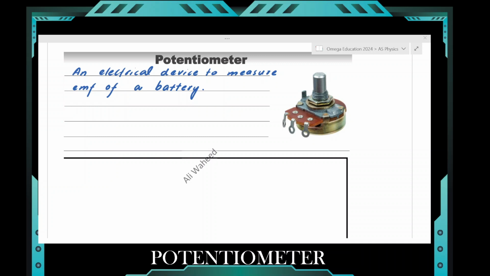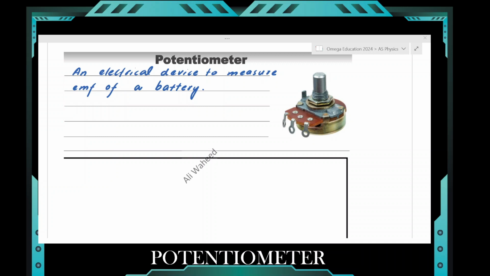Now, the potentiometer, in real life, is used for many purposes. For example, you can control the speed of a fan using a potentiometer. So in electronics, the potentiometer has different purposes. But for A-level physics syllabus, the main purpose of the potentiometer is to measure the EMF of a battery.